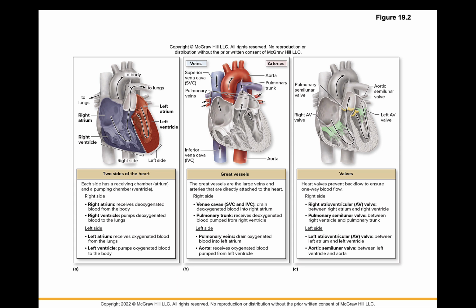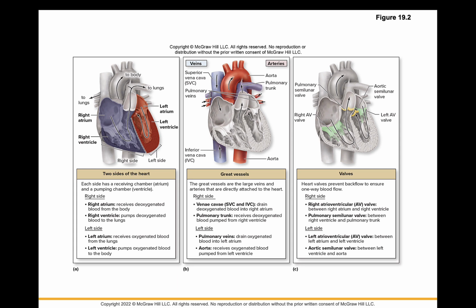So here we really look at two pumps, a right pump and a left pump, but at the same time, remember, it is a very coordinated system. Atria will contract simultaneously, and ventricles will contract simultaneously. Atria will always contract prior to ventricular contraction.